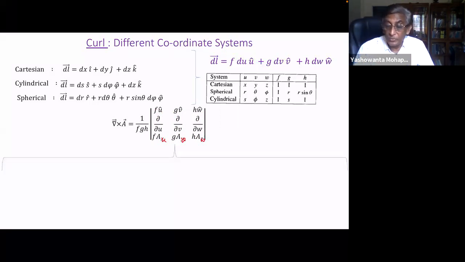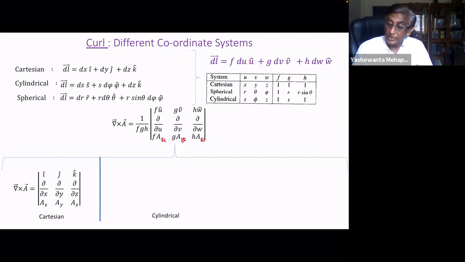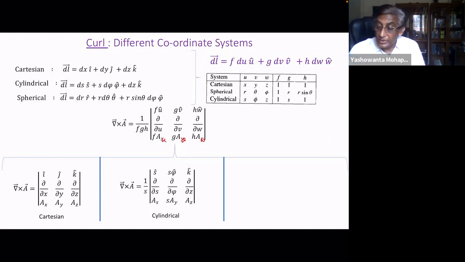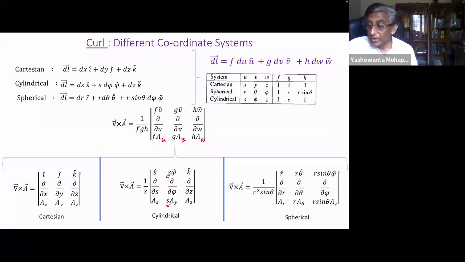In the Cartesian coordinate system, of course, we already know this is simply A x, A y, A z. And in the cylindrical coordinate system, you can see that this is s here and s here. This is del by del s. So here is one s, here one s. Both weights are multiplied to the components. Similarly for spherical, it will become 1 by r square sine theta outside. Then 1, r, r sine theta along the unit vectors. Similarly 1, r and r sine theta along this. So you know the curl, and you can always do that. All right.